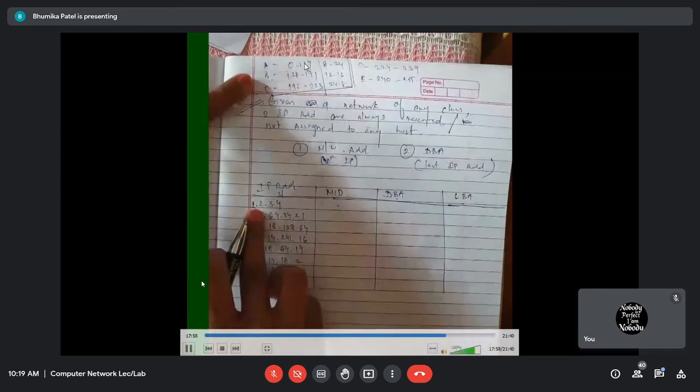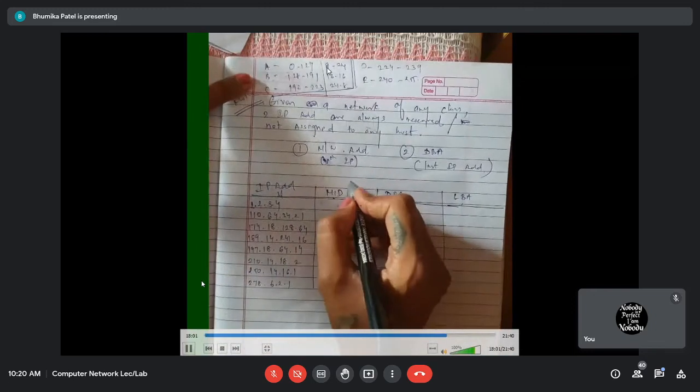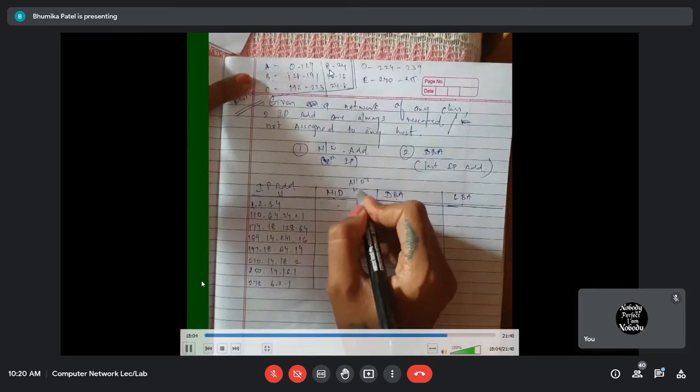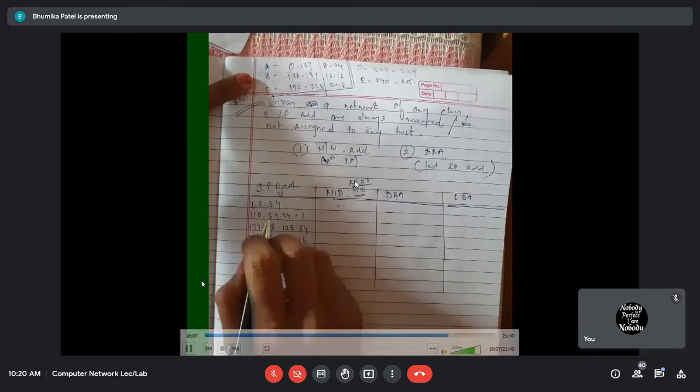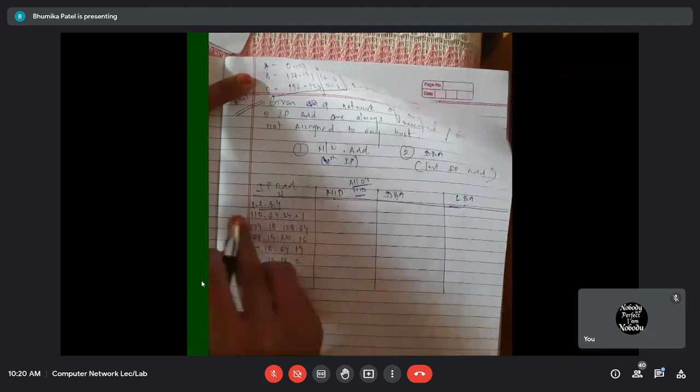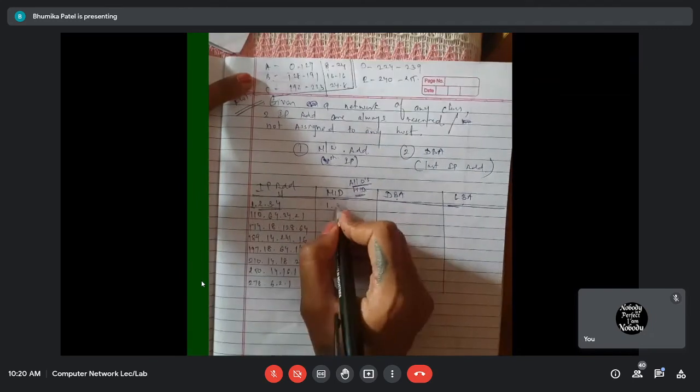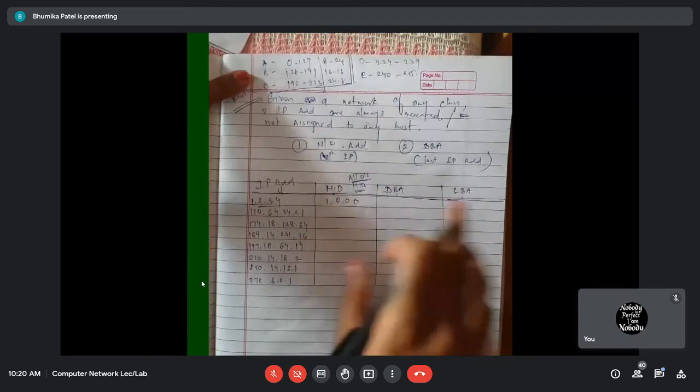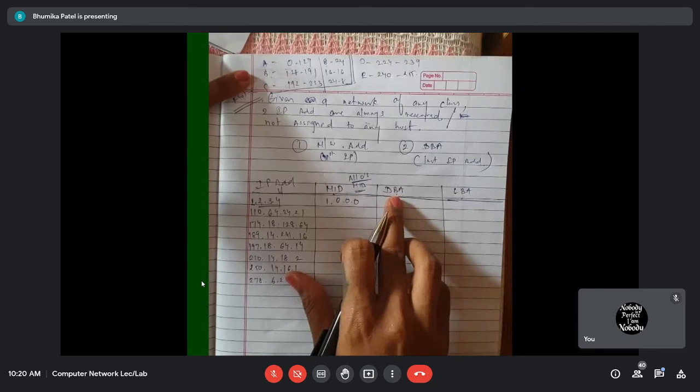So we have to keep the first 8 bits as it is, and we have to set all zeros in the host ID part. The host ID part is 24 bits, so it is 1.0.0.0. Does everyone understand how the network ID 1.0.0.0 came?